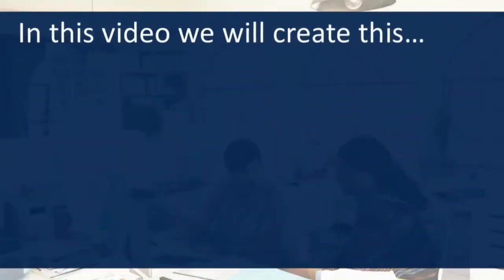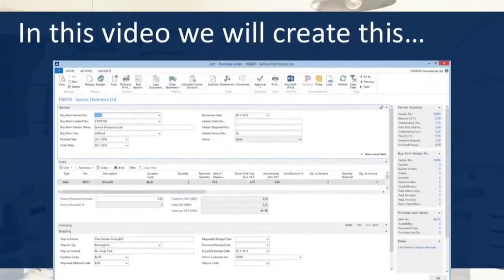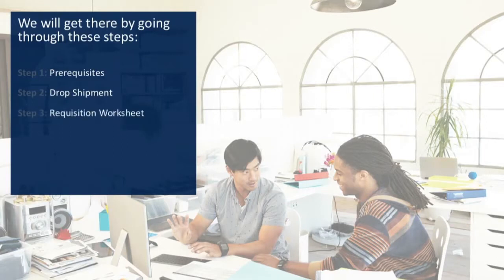We will look at the options of how to optimize the sales process by dropshipping items. We will do this in 4 steps. The first step is to look at the prerequisites by creating a sales order that has the dropshipment option. Then we will look at how to manually create a purchase order for the dropshipment, and then how to optimize this process using the requisition worksheets. And then at the end of this video, we will look at how to cross-post the orders and update one order by posting the other.